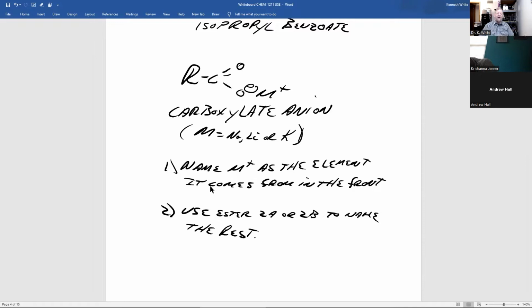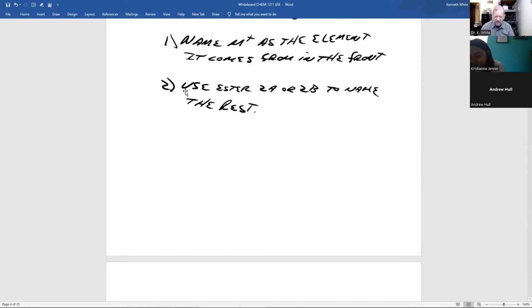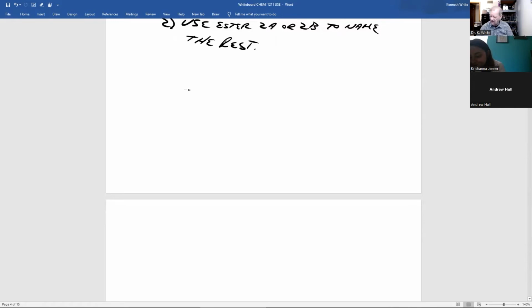All right, now let's call it method 2A in an ester. After you name the R prime, you use 2A as the IUPAC way. Method 2B is the student way, and you use that to name the rest. So name M plus as the element it comes from. The rest, the carbonyl and the R group, is named just like an ester. So let's take a look at this.